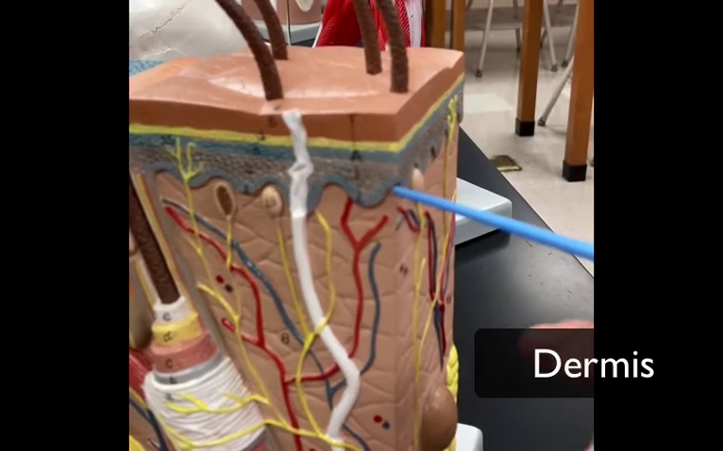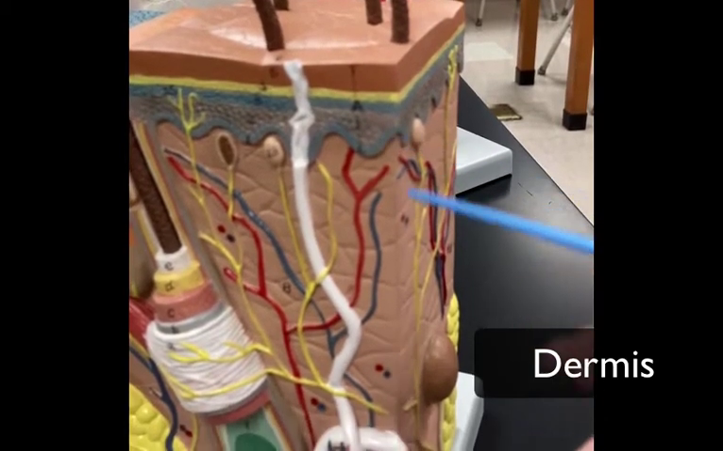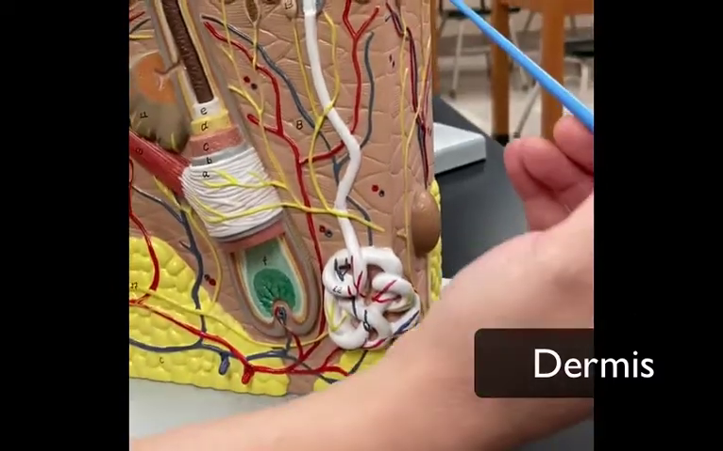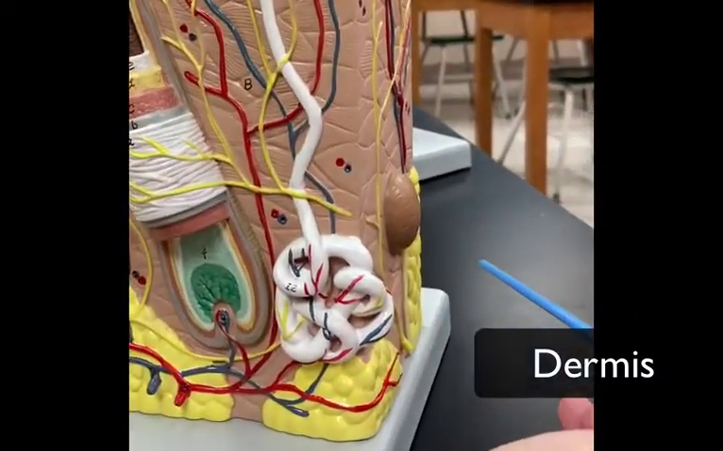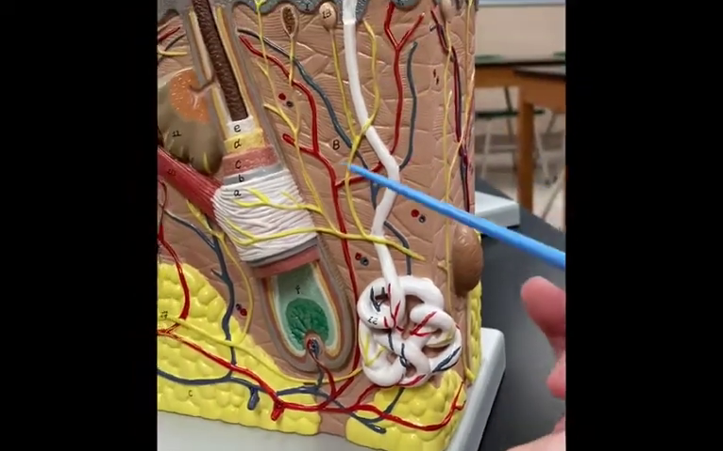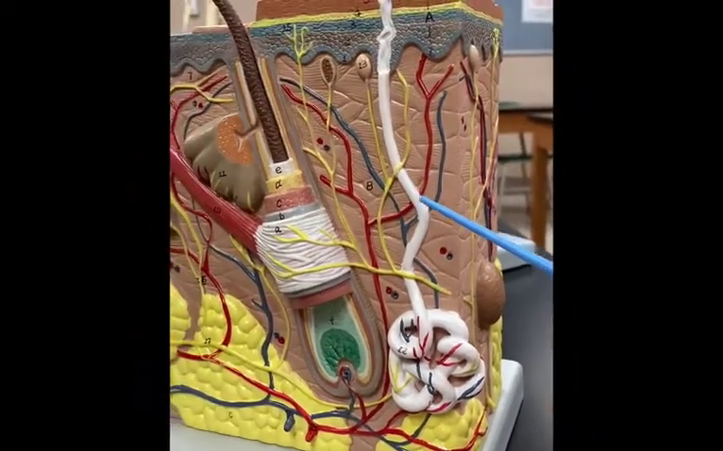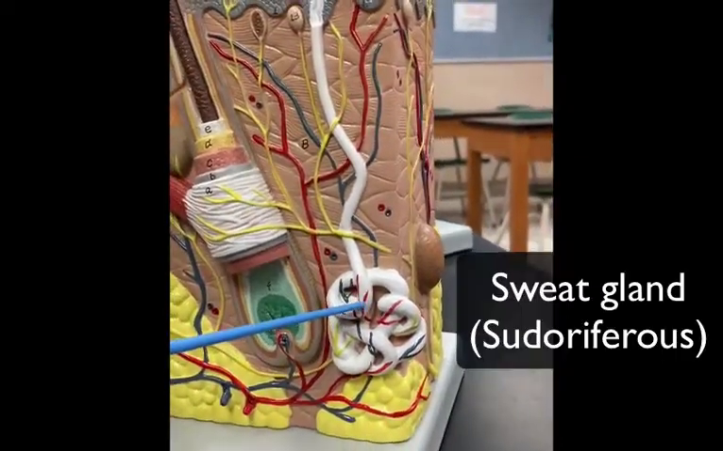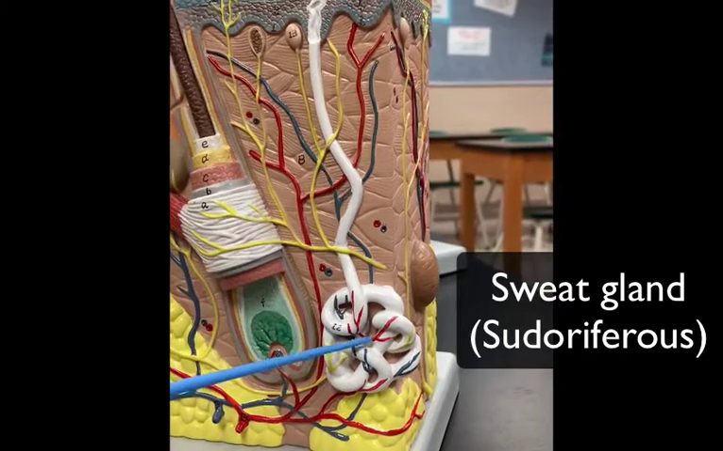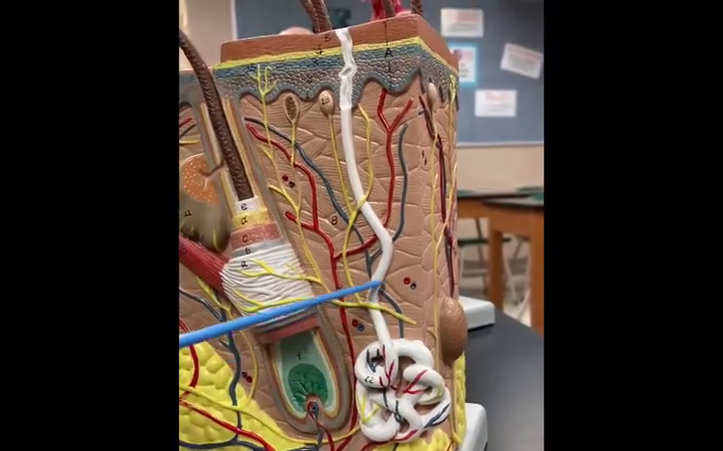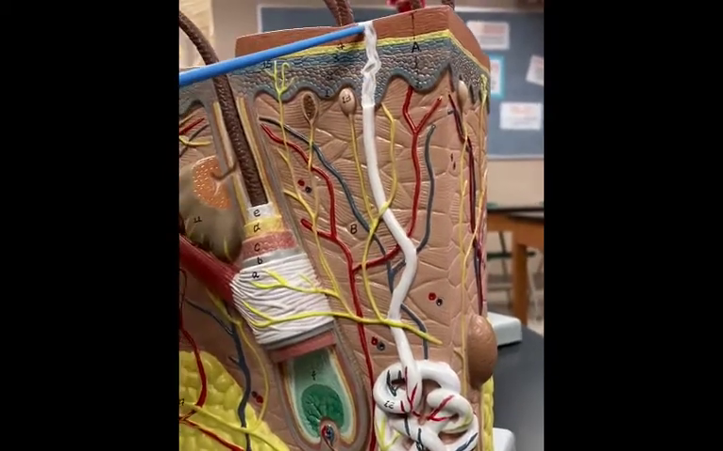The deeper layer is called the dermis, which goes from here all the way down to where you see this yellow stuff. So that's called the dermis. It's a thicker layer and it has all the goodies going on in there. A couple of things you need to know and be aware of: this is a sweat gland, also known as a sudoriferous gland. Sweat is released through this tube through the pore, which is right there.